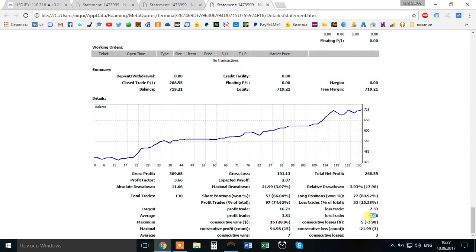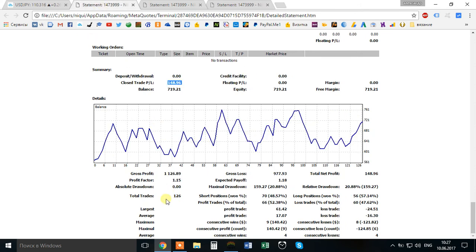Average profit trade, average loss trade. I tell you guys, 130 trades. This is not accidental statistics. Well, maybe if you take 10 trades, the results can be accidental. If you take 20 trades, 30 trades, then maybe this could be accidental. But when you have 130, this statistical data is pretty much reliable. Well, and in this statement, it is the same, 126.